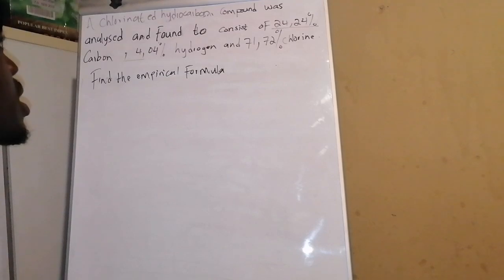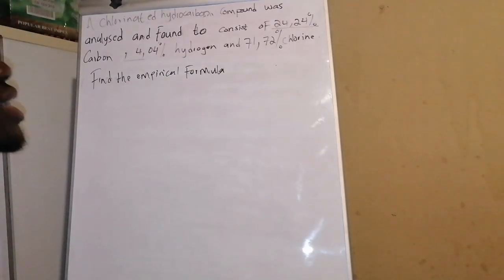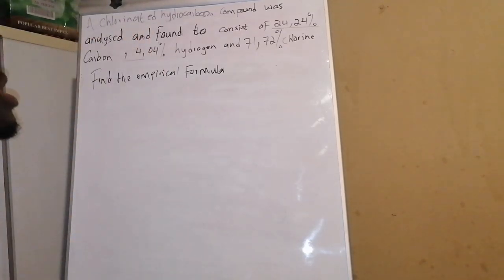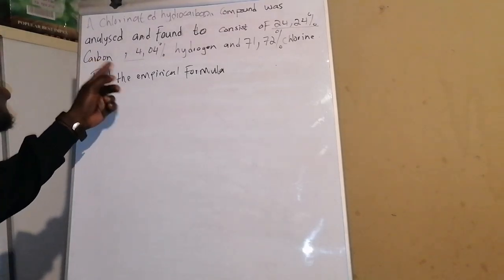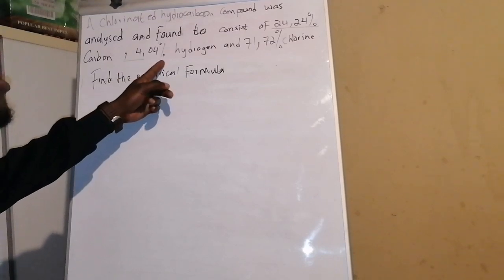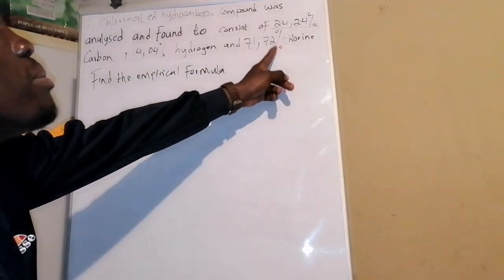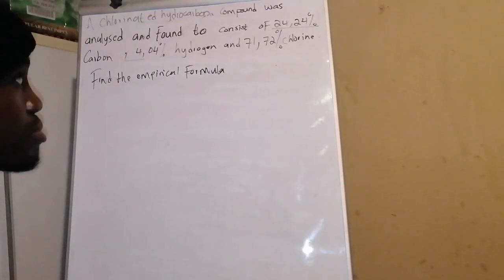Here is our first example for finding the empirical formula. A chlorinated hydrocarbon was analyzed and found to consist of 24.24% carbon, 4.04% hydrogen, and 71.72% chlorine. Then they say find the empirical formula.